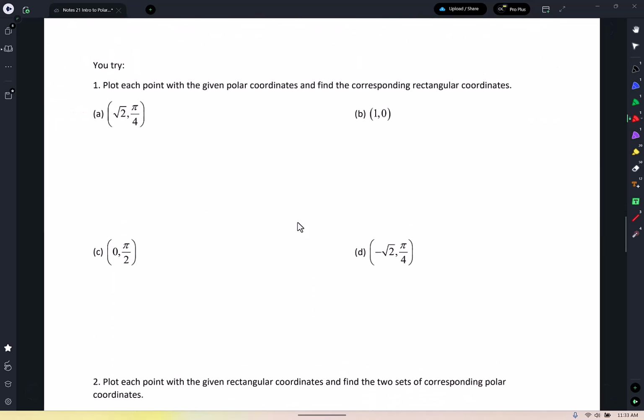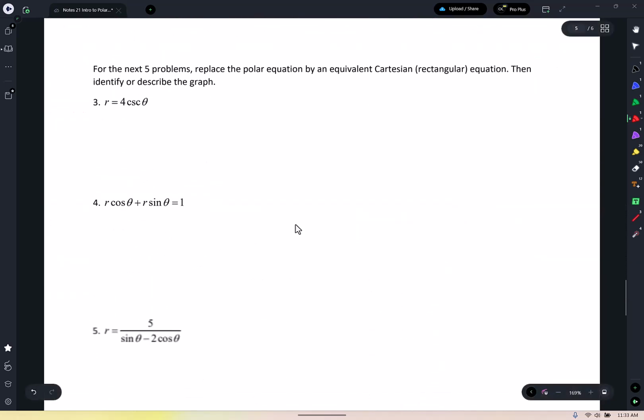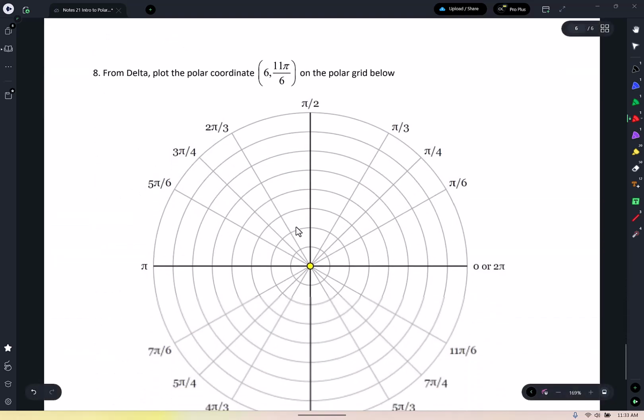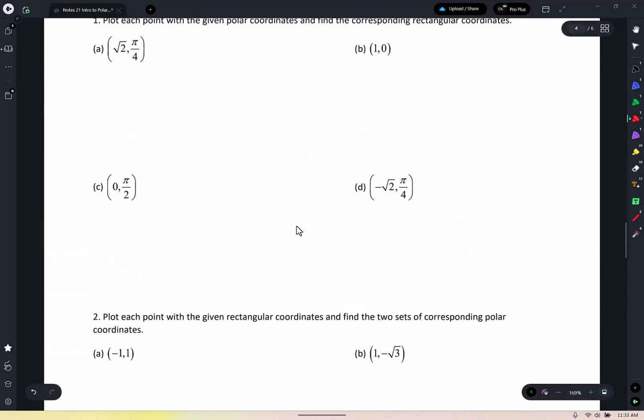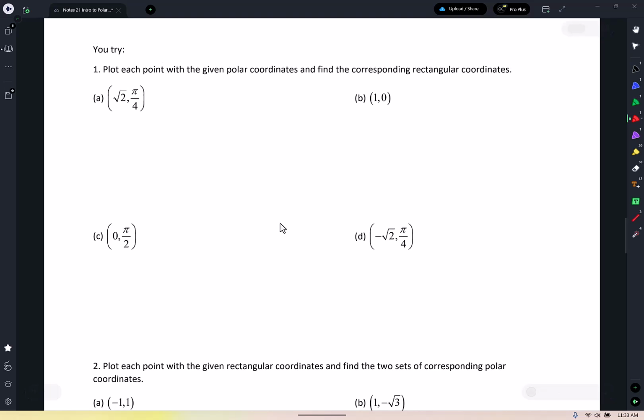So here we go. You guys are trying some of these points. Well, some of these points are going to be from Delta. Let's see how we're doing on time. We have a short day today. Okay. So let's do some of these, and then we'll get you guys started on Delta here. Plot each point given the polar coordinates and find the corresponding rectangular coordinates.